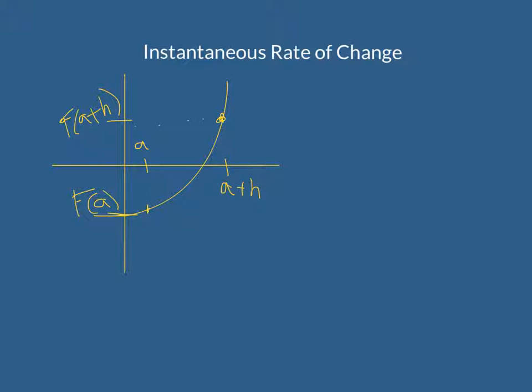Okay, now we want to find when the distance between the two values is getting closer and closer together. So we want that distance of h to get closer and closer to a, which means we want h, the distance of h, to approach 0. So instantaneous rate of change is the average rate of change as the distance between my A point and my B point approaches 0. The distance between my A point and my B point is h, so as the distance of h approaches 0.